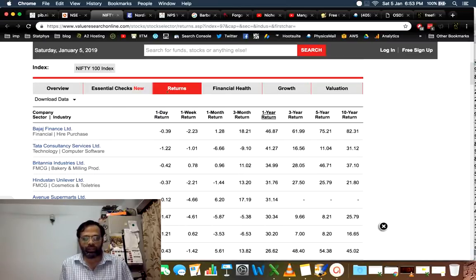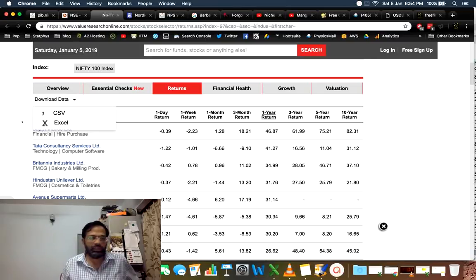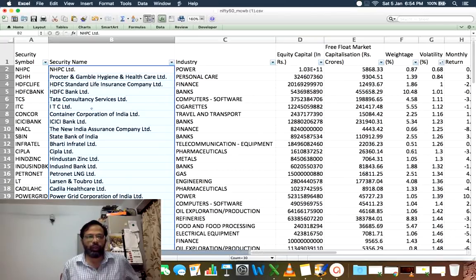And I've clicked on the returns tab. In this returns tab, you can go to the 1 year return and sort it. I've already clicked it. The returns are sorted from high return to low return. So Bajaj Finance has given 46% return in the last 1 year, and so on. So these are the momentum stocks. You can download this data as an Excel sheet or a comma separated file. You can look at the top 10 or top 15 stocks in terms of momentum, and you already have the top 30 stocks in terms of low volatility.